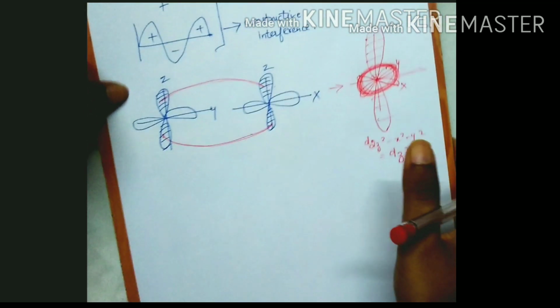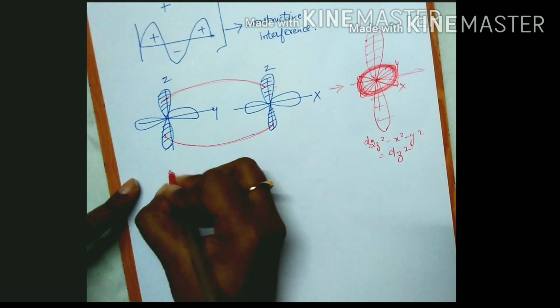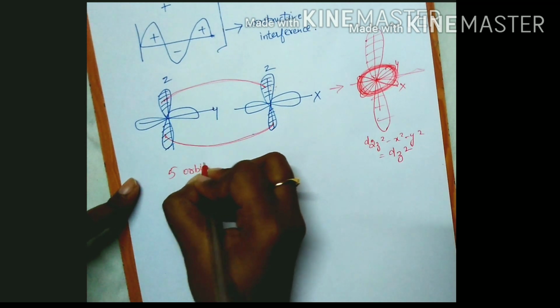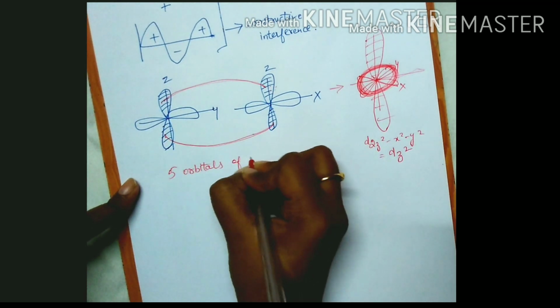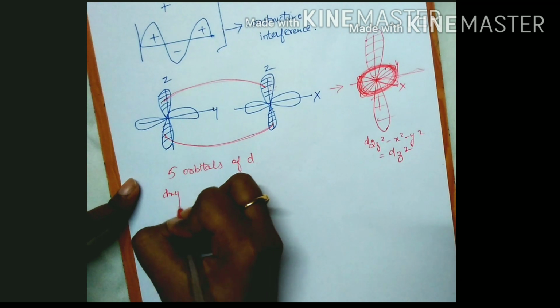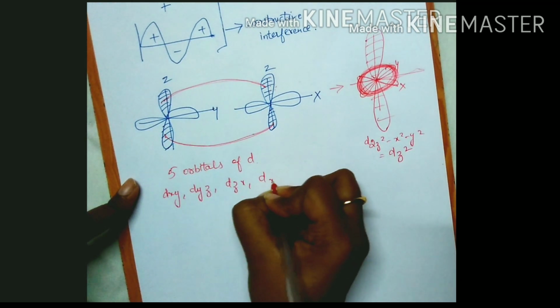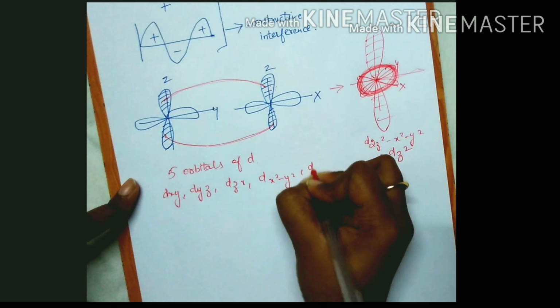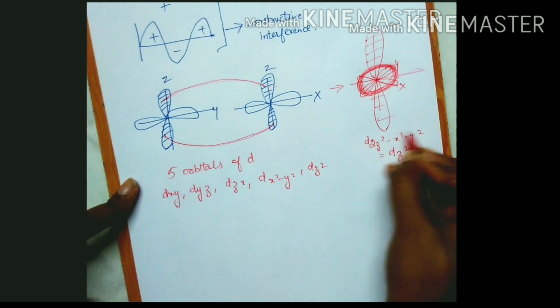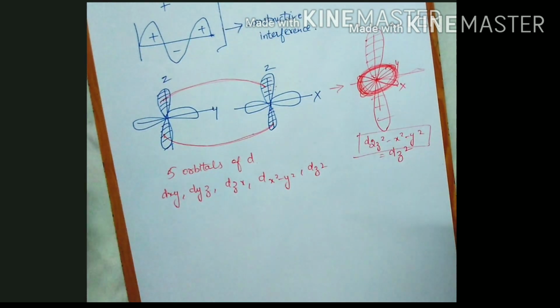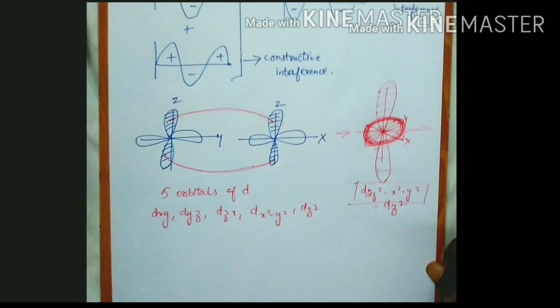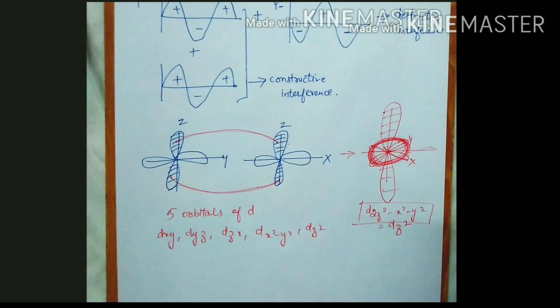dz square. So there are a total of 5 orbitals: dxy, dyz, dzx, dx square minus y square, and dz square. Dz square is nothing but d of 2z square minus x square minus y square. Okay, so for this video, this much is enough. I think we'll continue the other topics in the next videos.